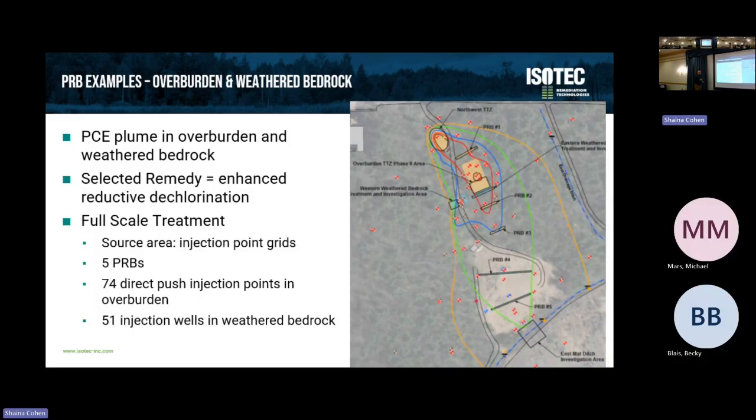Combination of direct push points and overburden and injection wells in weathered bedrock with enhanced reductive dechlorination. But again, we're seeing here PRB sizes, depths, and widths being determined based on the contaminant concentration profiles, spatially and vertically, as well as meeting remediation objectives in different components of the site.